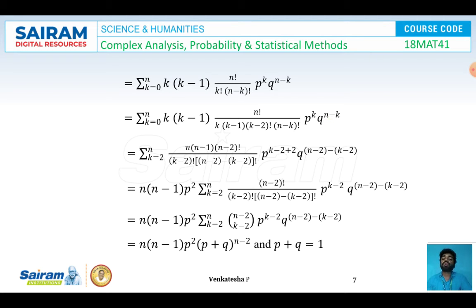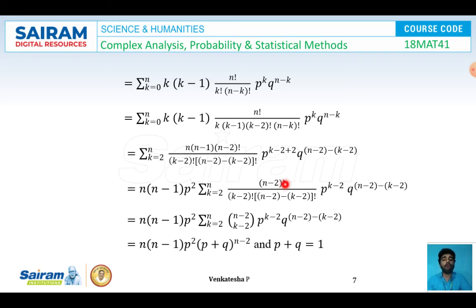So I got the expression now, summation k from 2 to n minus 1, n minus 2 factorial divided by k minus 2 factorial into n minus 2 minus (k minus 2) factorial, p power k minus 2 plus 2, q power n minus 2 minus (k minus 2). So I'm taking n minus 1 and 1 p square term outside. So summation k from 2 to n, n minus 2 factorial divided by k minus 2 factorial into n minus 2 minus (k minus 2) factorial, p power k minus 2, q power n minus 2 minus (k minus 2).